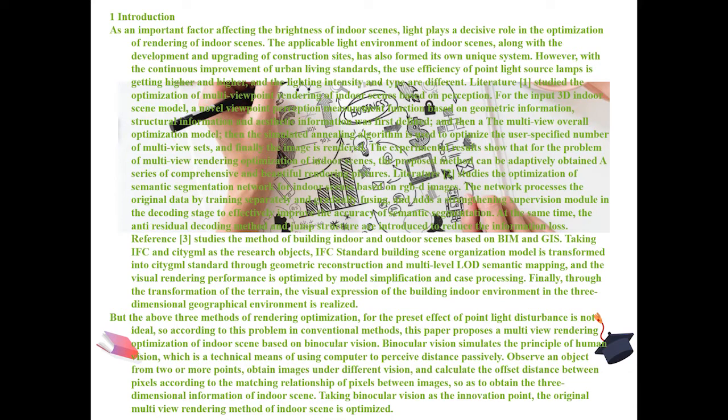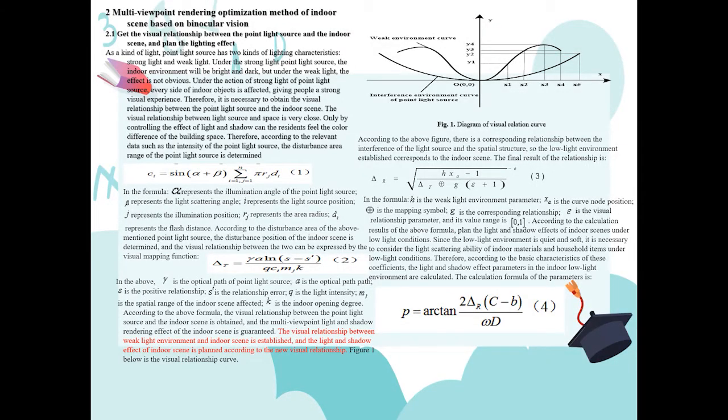Literature studies the optimization of semantic segmentation network for indoor scenes based on breakboard images. The network processes the original data separately and groundly for forcing, and it's a strategic separation model in the decision to effectively improve the accuracy of semantic segmentation, and the anti-residual decoding method and the jump connection are introduced to reduce the information loss.